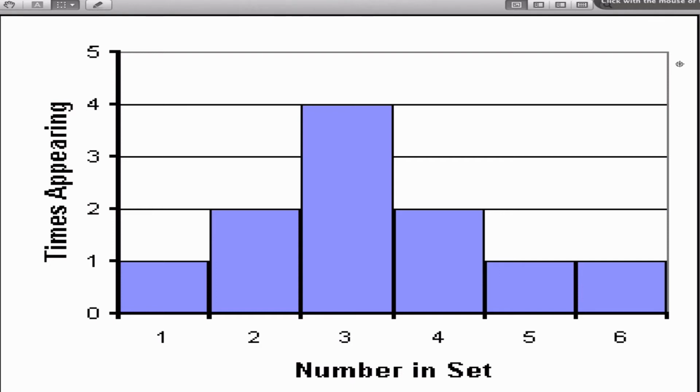Hello chemistry kids, we're going to talk about histograms and maybe a little bit about graphs and what they need to have so you guys have a better idea of what we actually are looking for in the graph setting. So here up on the screen we have a sample of what a histogram should be like.